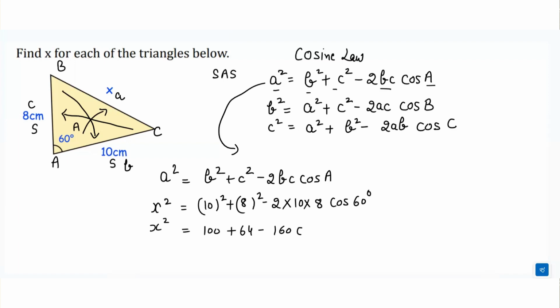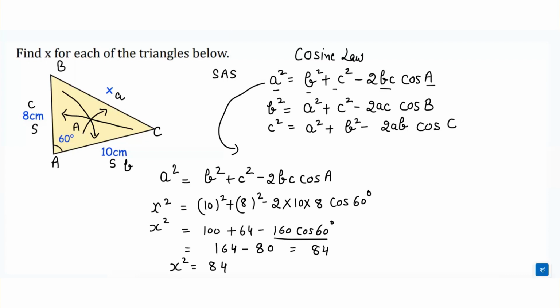160 cos 60 degree. Then after that, we will get here equal to 164. And if I solve this, 160 into cos 60 degree, I will get it equal to minus 80. So I'll get it equal to 84. So that means x square is equal to 84.